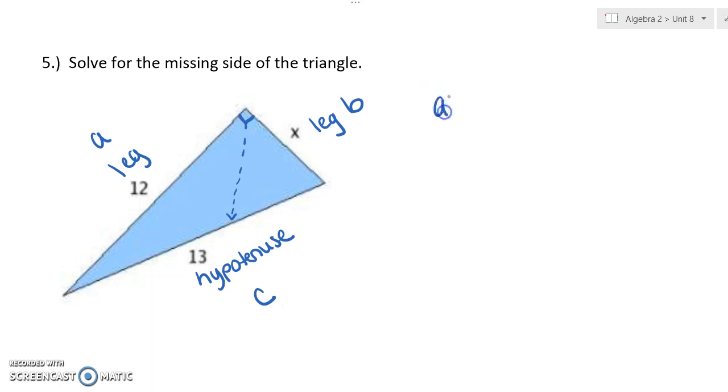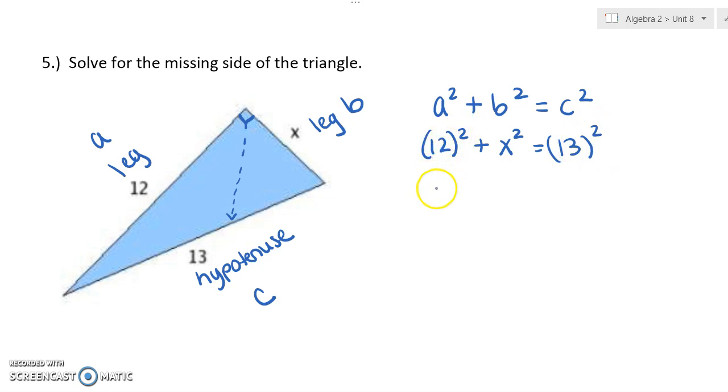So let's go ahead and do this. A squared plus B squared equals C squared. A is 12 squared plus x squared, because I don't know what B is, equals C is 13 squared. All right, 12 times 12 is 144. 13 times 13 is 169.